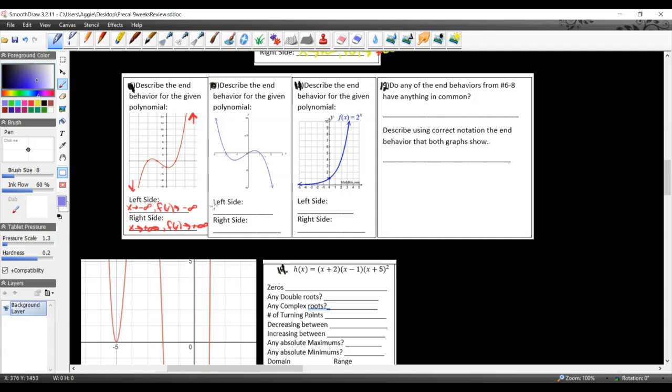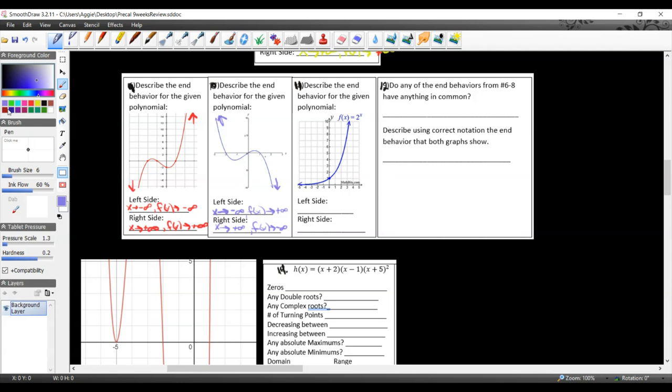For the middle, on the left side, so now we're looking over here, it's going up, so as x approaches negative infinity, as x is going to the left side, y is going up. So f of x is going to positive infinity. Okay, and on the right side, as x is approaching positive infinity, well, the graph is going down. So f of x is going to negative infinity. So far these two are opposite.